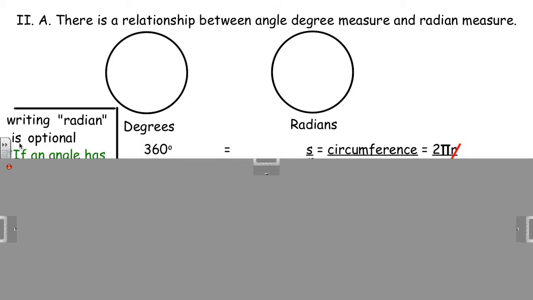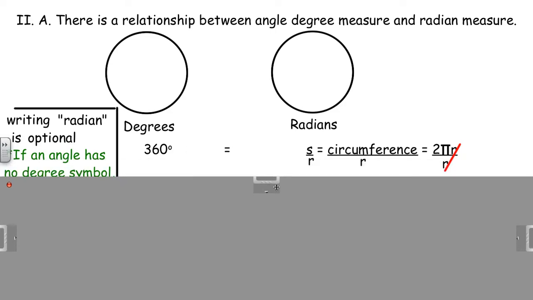We said that in a circle, I have 360 degrees. So that's right there. Now with the radians, see if you can follow with me on this one.